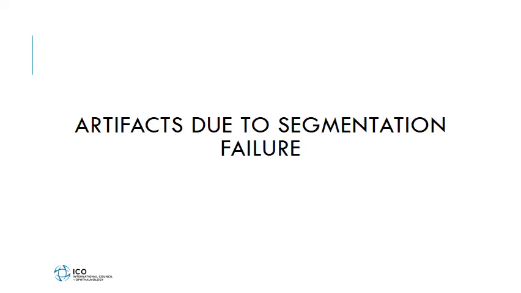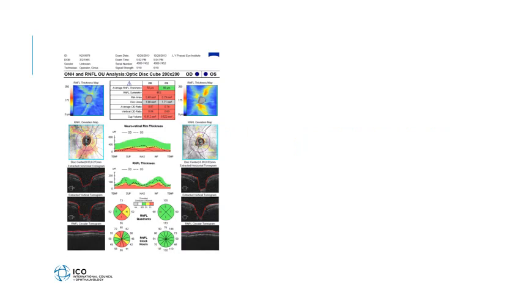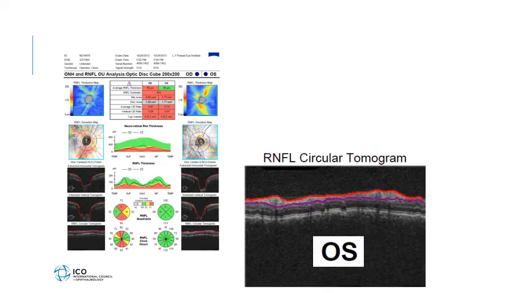Artifacts are also commonly seen when the segmentation algorithm fails. The ONH and RNFL report of Cirrus HD-OCT provides tomograms which tell us how the automated software has segmented the optic nerve head and the RNFL boundaries. The circular tomogram depicts how the anterior and posterior borders of the RNFL are demarcated by the automated software. And it becomes important to inspect the segmentation algorithm before going ahead with the interpretation of the scans.